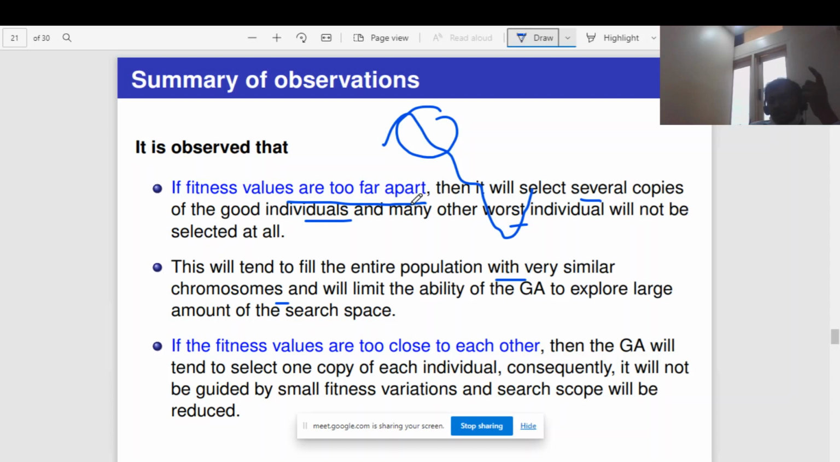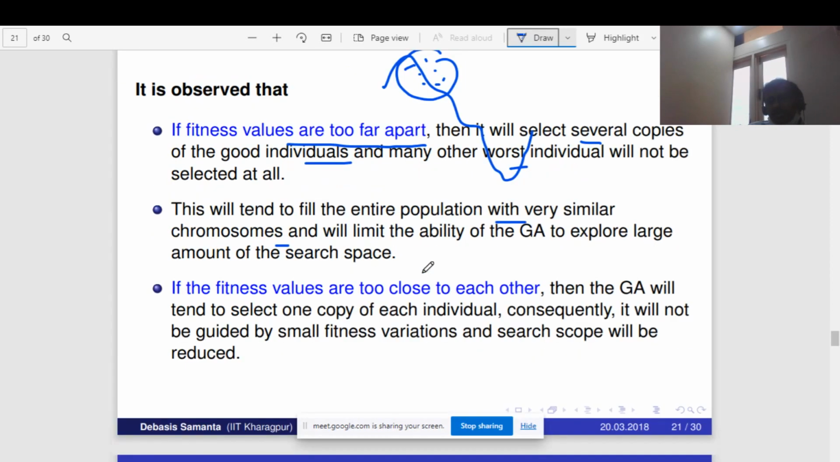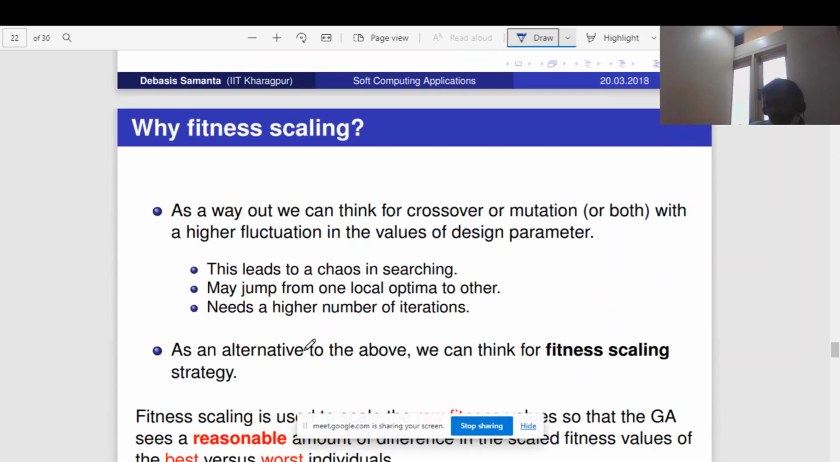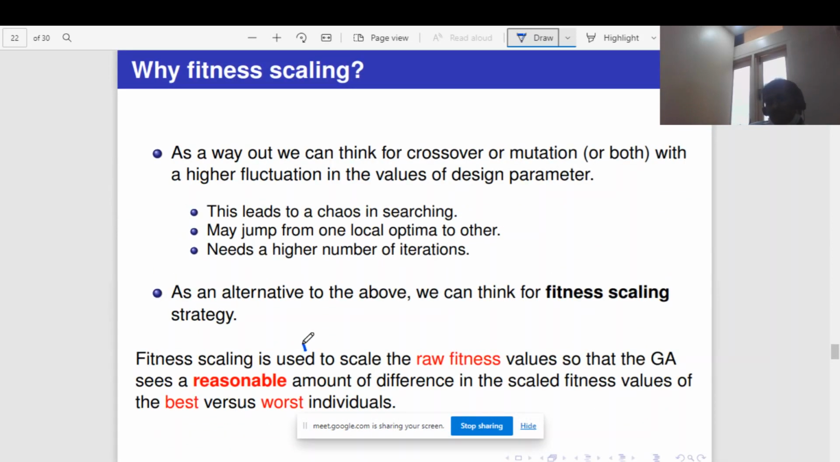After a period of time, what will happen? Every individual will have a similar fitness score only. In case 2, the fitness values are too close to each other. The graph is like this: the top point and bottom point, the difference is very small. Then the GA will tend to select one copy of each individual. It means that everybody will be selected because all are lying in the same bracket. It is something like everybody is A grade. Consequently, there is no variation, and the search scope will be reduced. So these two cases were problematic in the sense that the search may get stuck in local optima.